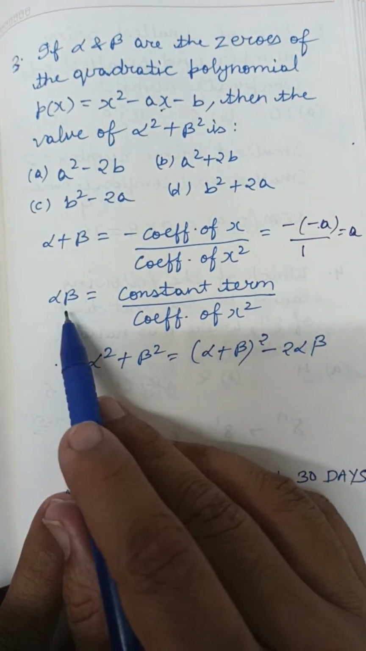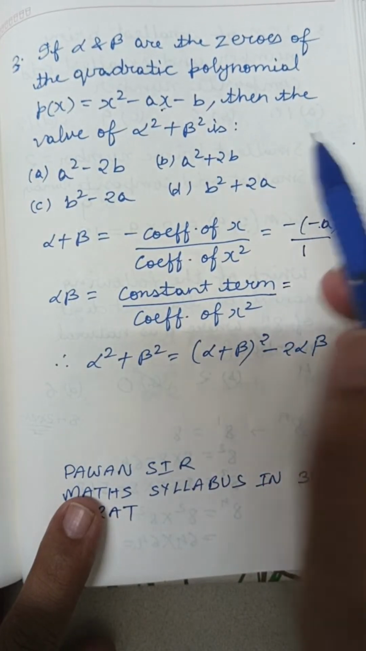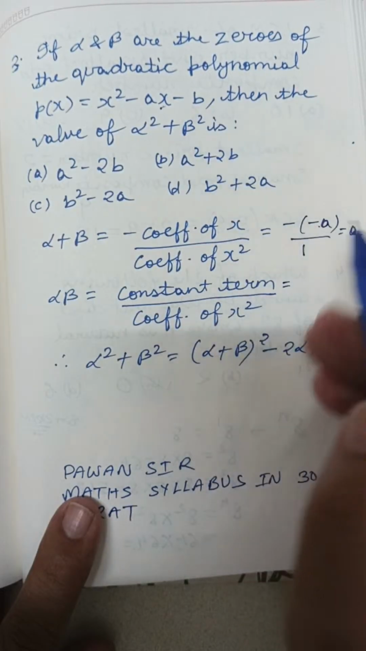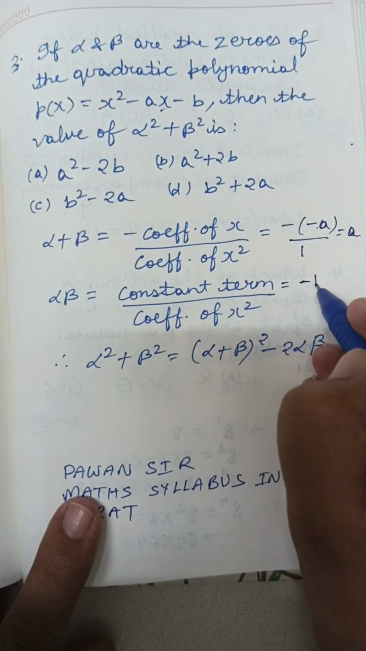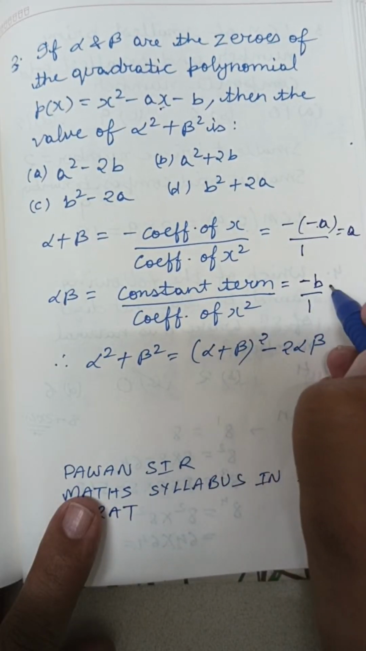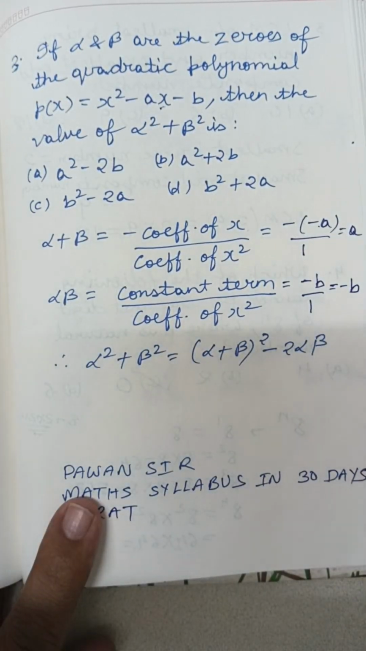Now product of alpha beta, constant term. In this, what is constant term? It is minus b. Constant term is minus b and coefficient of x square is 1. So we get minus b. Alpha beta is minus b.